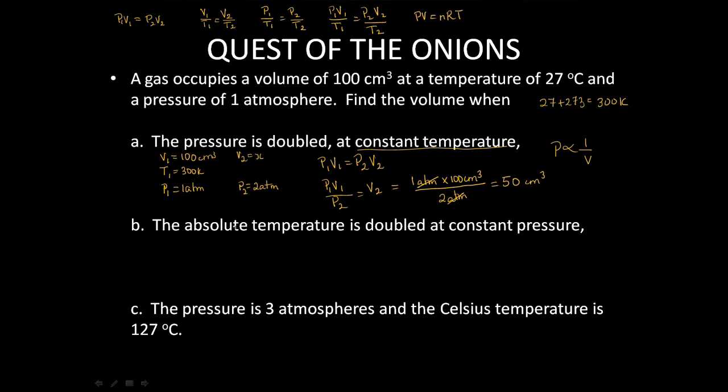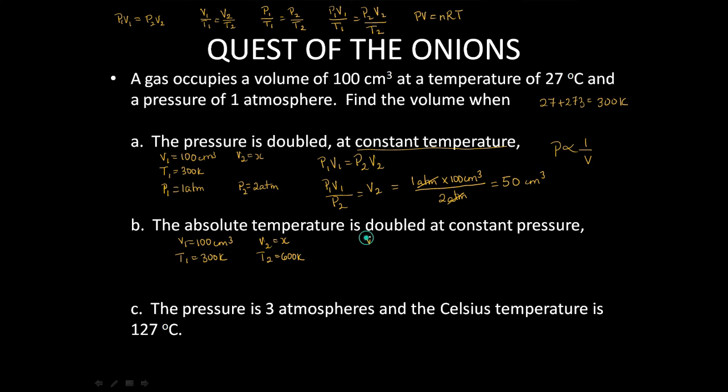Right? The absolute temperature is doubled at constant pressure. So the absolute temperature. So let's go ahead, put this in. Find the volume. So we have V1 again equal to 100 centimeters cubed. We're looking for V2 once again. Then we have the temperature here equals 300 K. And they said the absolute temperature is doubled at constant pressure. So we're not looking at pressure now. So the temperature is now doubled to 600 K.